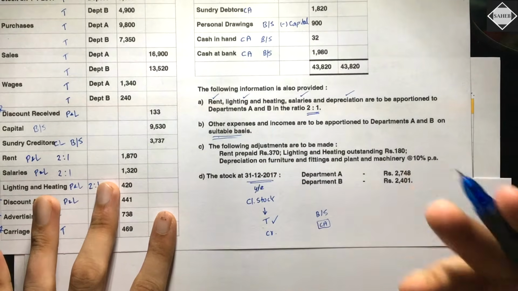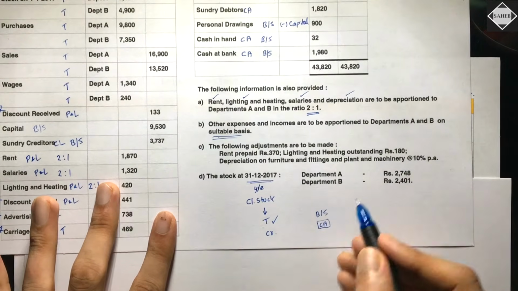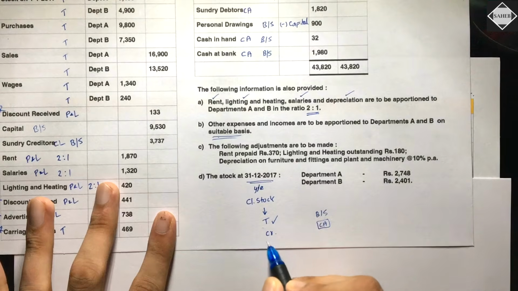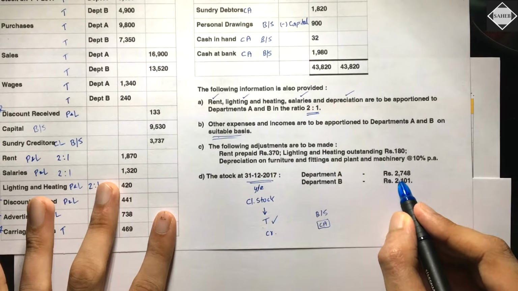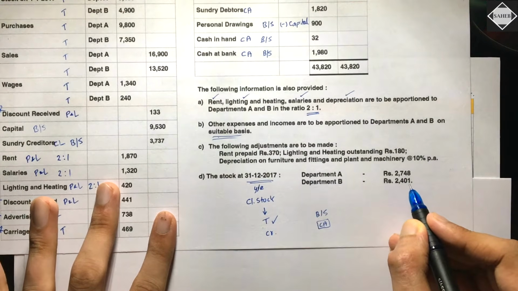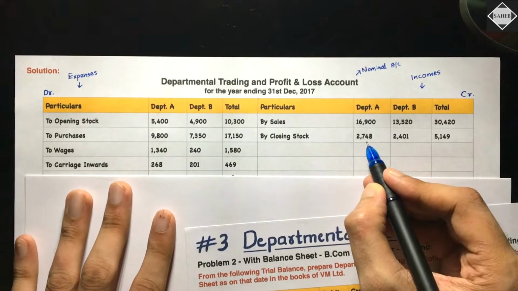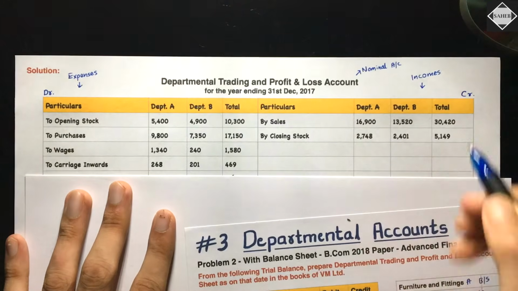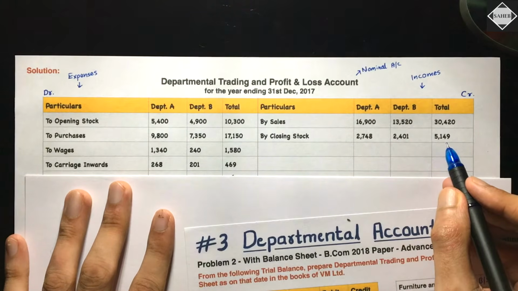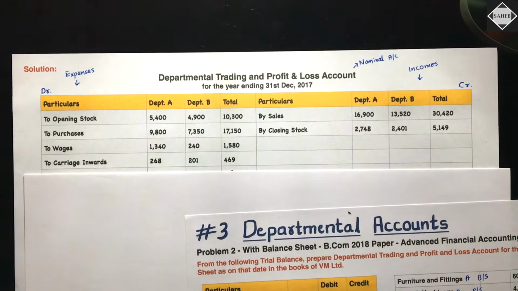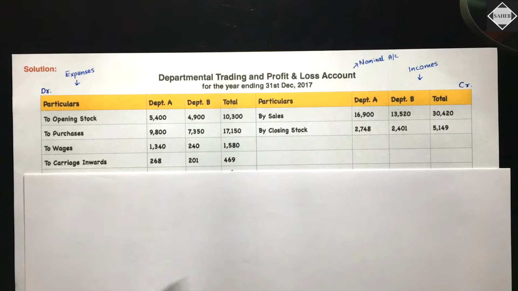So we take closing stock in trading account as well as in balance sheet because it's an adjustment. It affects two places. You all know. So in trading account, we have to take it on the credit side. Yeah, 2,748 and 2,401 rupees for department B. So see here, by closing stock 2,748 and 2,401 rupees. If you add those two, that's equal to 5,149. So your trading account finishes off over here. Everything you have taken from the question.